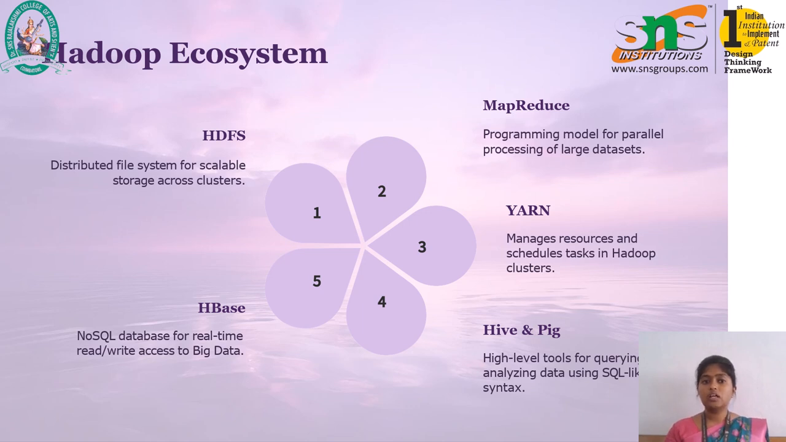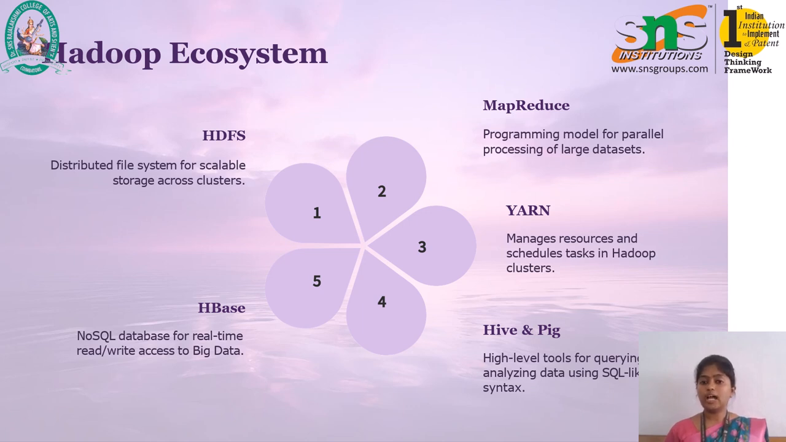In the slide, I mentioned the Hadoop ecosystem. Hadoop is one of the tools, as I already told. In this Hadoop ecosystem, this is how it works in big data. First is HDFS, to store files with scalable storage across the cluster. The second one is MapReduce, the programming model for parallel programming of large data sets. Then YARN, which manages resources and schedules tasks in the cluster.